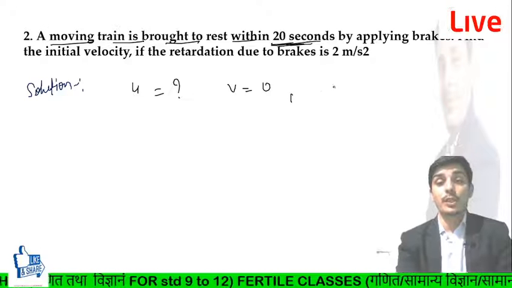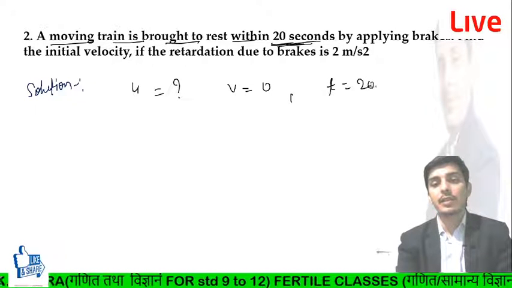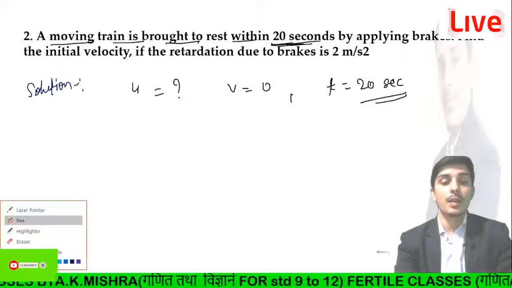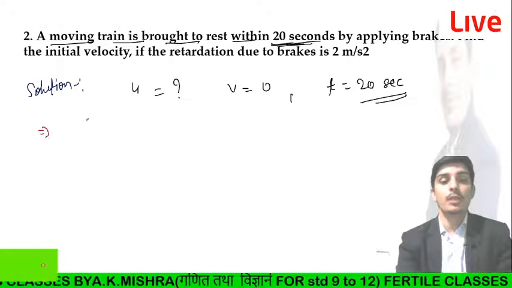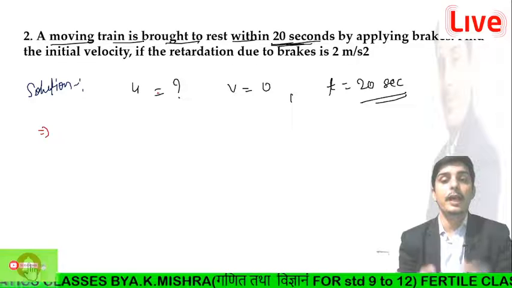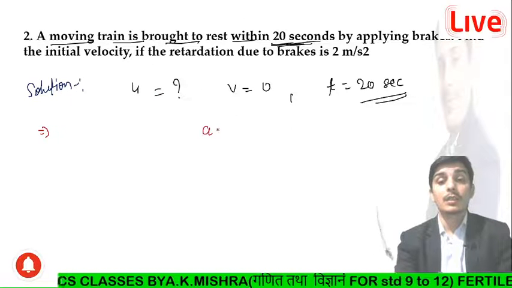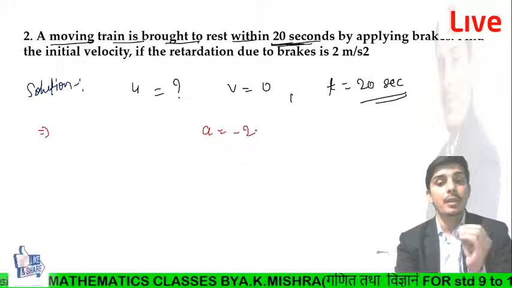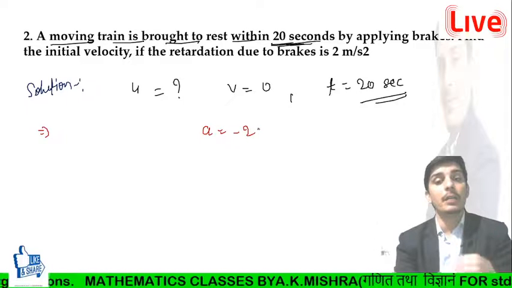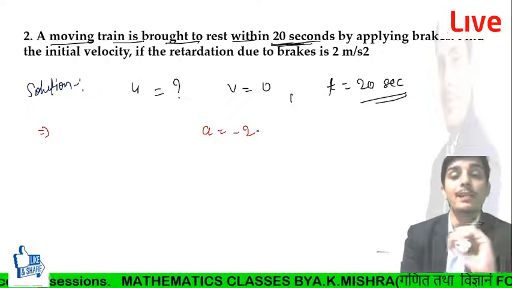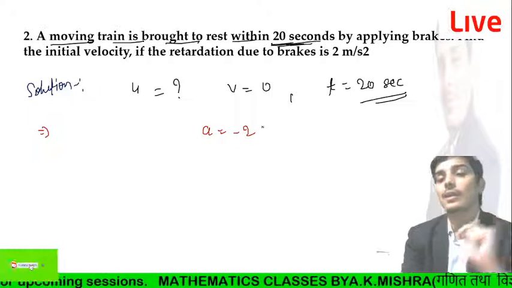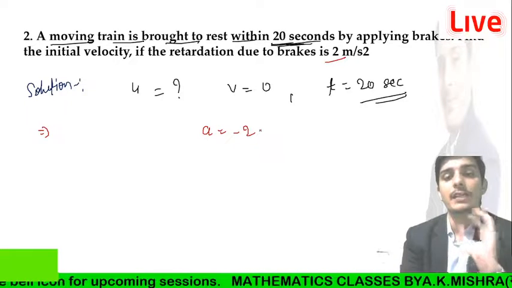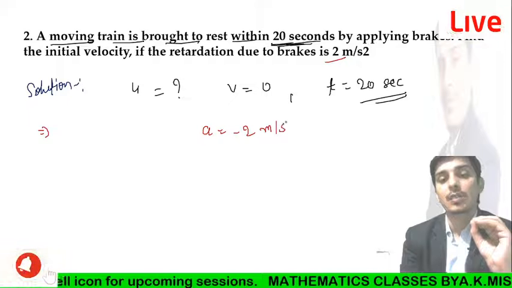So final velocity is equal to 0 and t is equal to 20 seconds. Are you getting my point? And u we have to find out. We are given the retardation, which means negative acceleration. Retardation is also known as negative acceleration, so we can take this value as negative, minus 2 meter per second square.